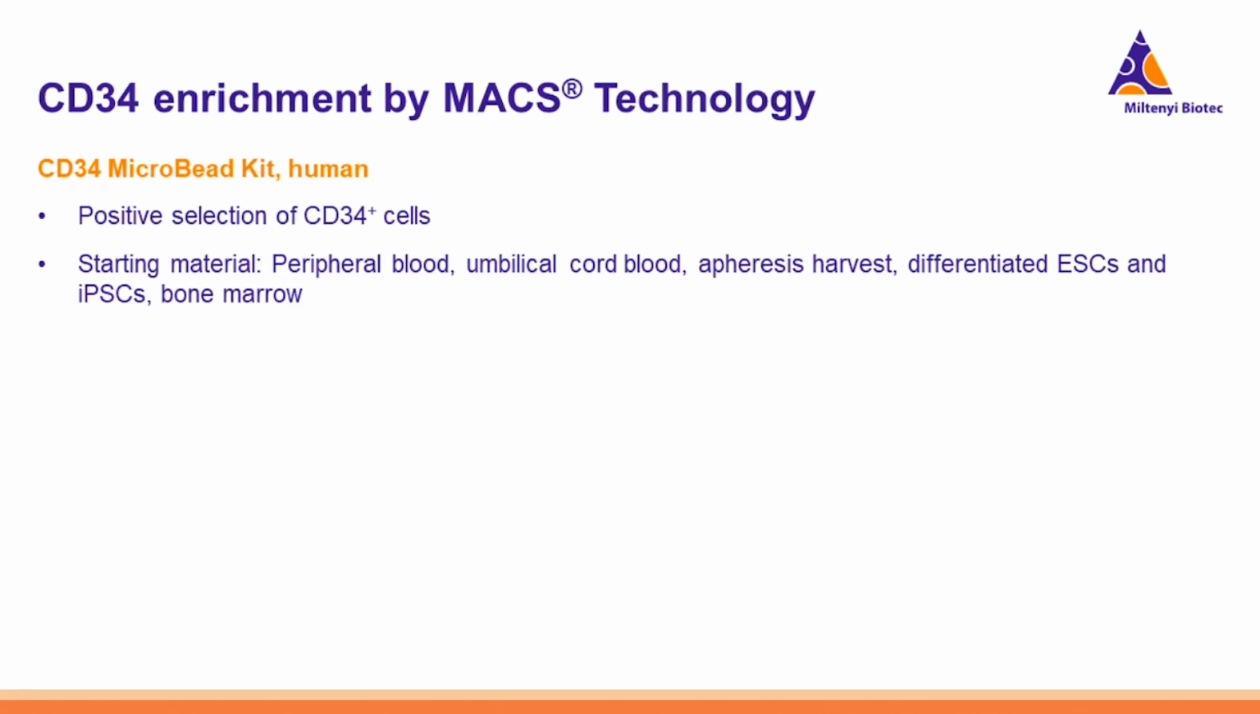For the direct CD34 enrichment by MAX technology, I want to introduce two of our products to you. The CD34 microbead kit allows positive selection of human HSCs and progenitor cells from various starting materials. Starting materials include peripheral blood, umbilical cord blood, apheresis harvest, bone marrow, and differentiated embryonic stem cells and differentiated induced pluripotent stem cells. Those HSC-containing samples are first processed by density gradient centrifugation to pre-enrich mononuclear cells as starting material for subsequent CD34 enrichment.